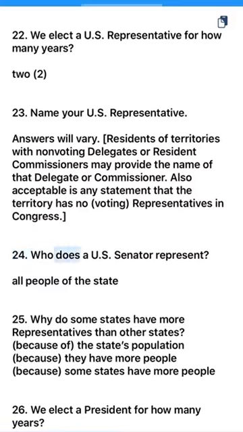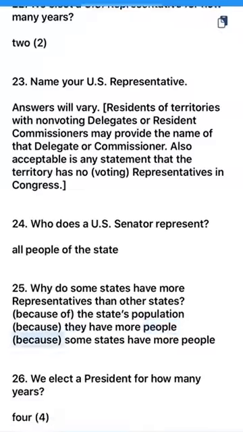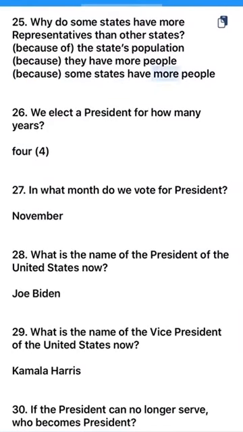24. Who does a U.S. senator represent? All people of the state. 25. Why do some states have more representatives than other states? Because of the state's population. Because they have more people. Because some states have more people. 26. We elect a president for how many years? 4.